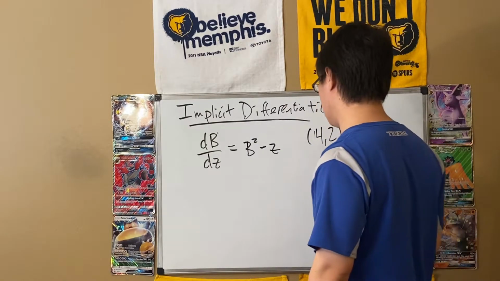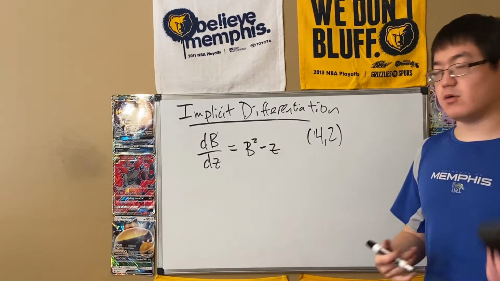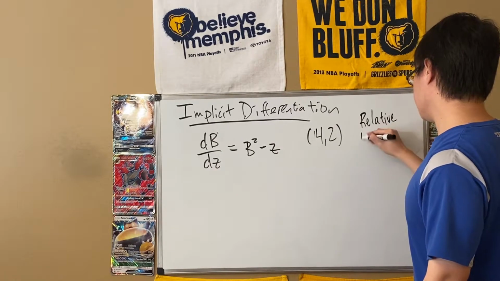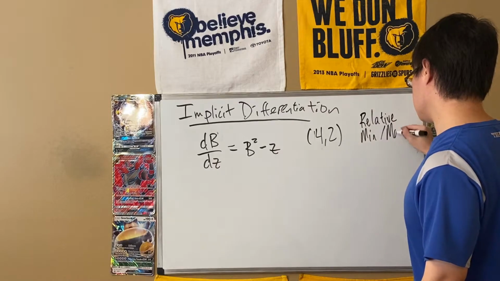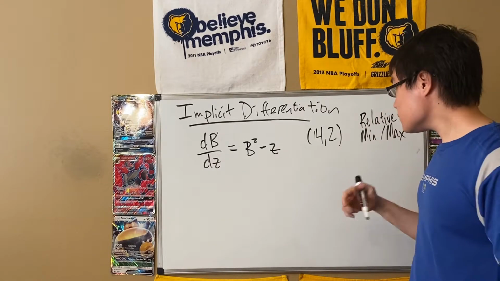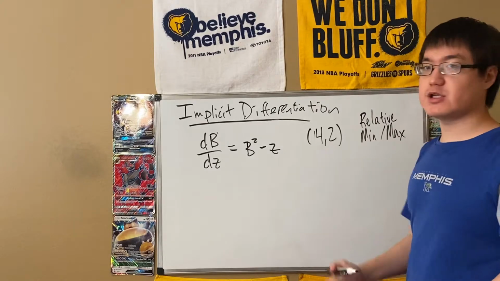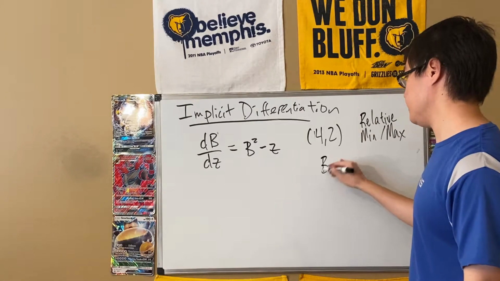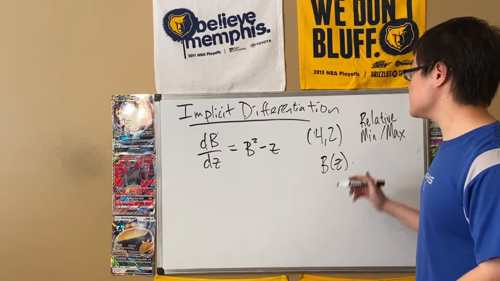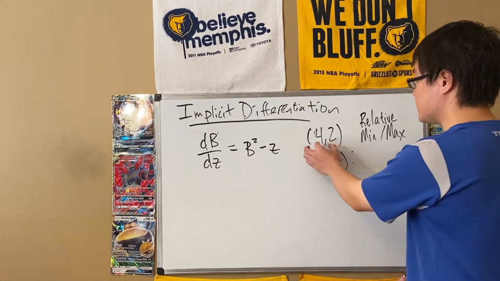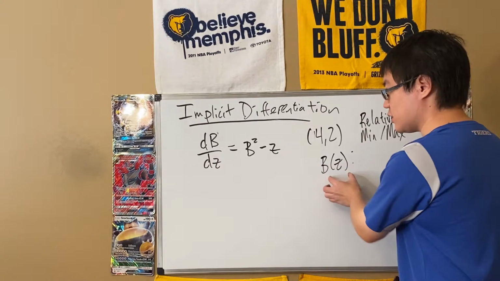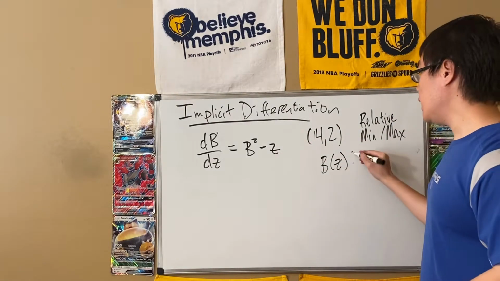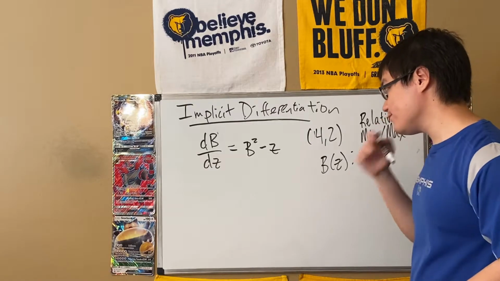And then we want to know whether this point is a relative min or a relative max, where this point is on the function that satisfies this equation, so it will be on our b of z. So what we're wondering is, if this is a point on this function, is this point a relative min or max? So let's try to answer this question.